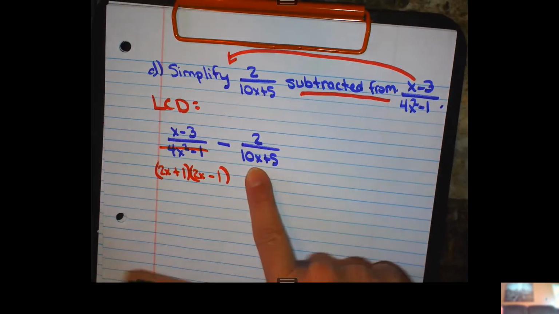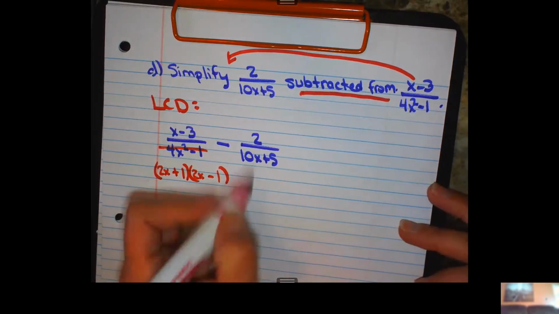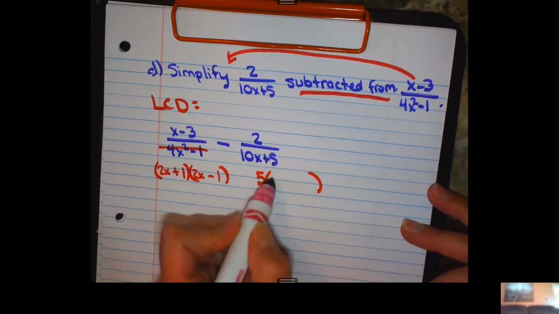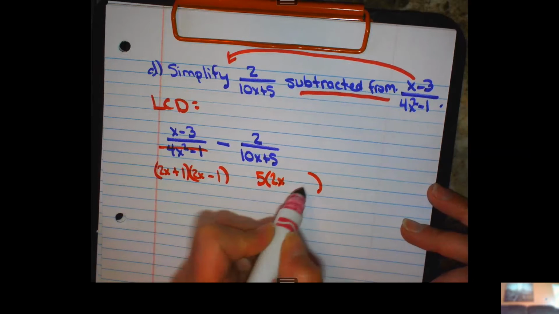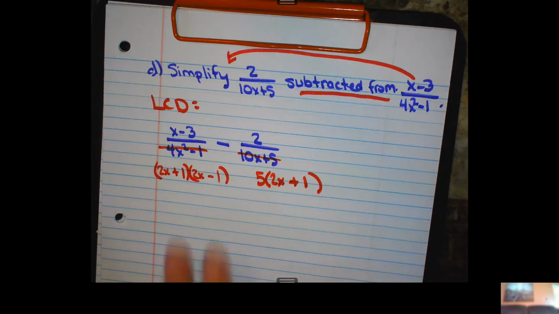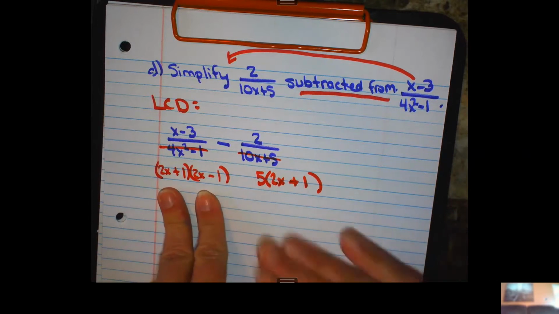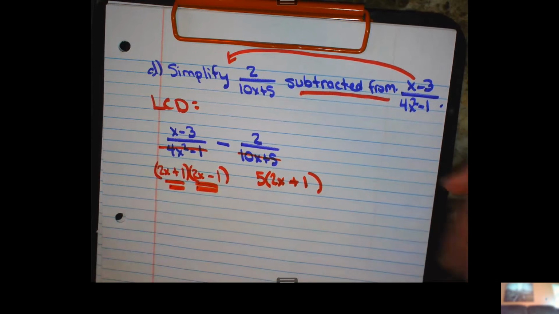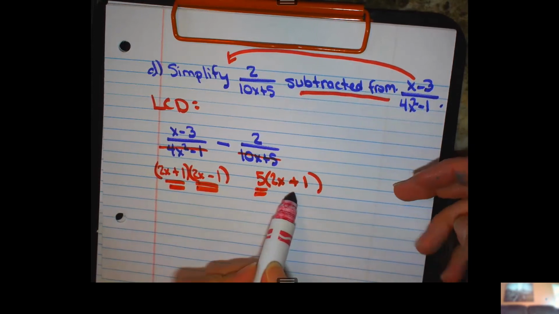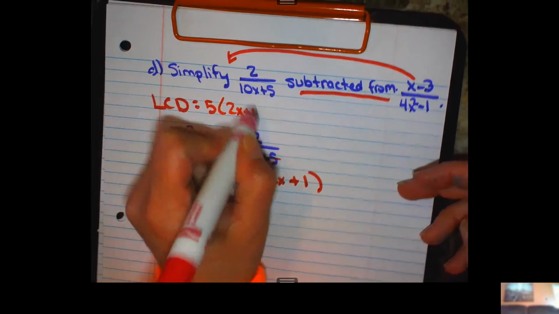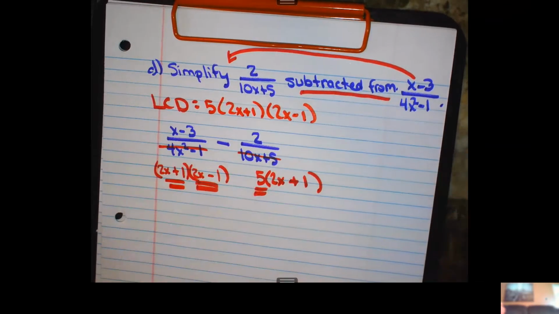Over to this fraction, I notice I can take a 5 out of both, so that's my GCF. So I'm going to pull out a 5. In parentheses, I'm going to put what's left. 10x divided by 5 is 2x. 5 divided by 5 is 1, so I have a plus 1. So I just changed the bottom. Our LCD is everything from the first fraction plus whatever we're missing from the second. So if you notice, we have a 2x plus 1, a 2x minus 1, a 5, and we already have the x plus 1, so we don't include it again. So my LCD, I'm going to put the 5 in the front, and we have 2x plus 1 times 2x minus 1 for our LCD.